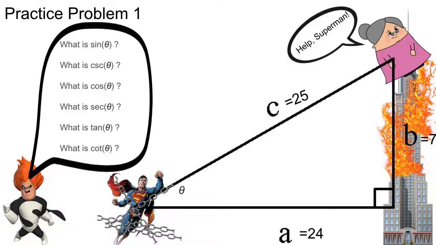In our first practice problem, imagine that Superman is told that he's 24 miles away from the base of a building that is 7 miles high. The building is on fire. Superman is able to see his grandmother calling for his help. Unfortunately, the villain is holding Superman captive and says he can only let Superman go save the building if Superman is able to tell the villain the trigonometric ratios of the angle between Superman's line of sight and the ground. Pause the video and have a go at it yourself before continuing.